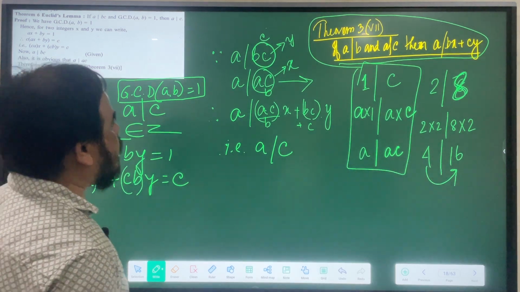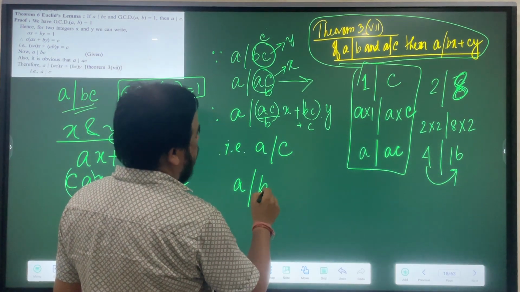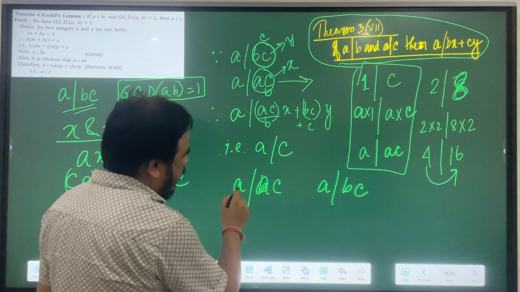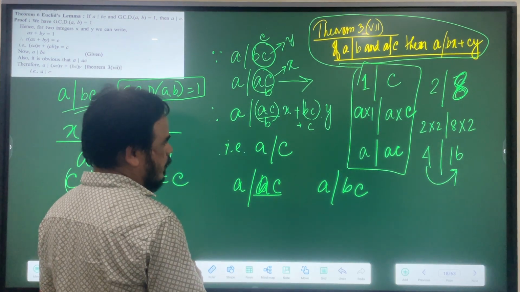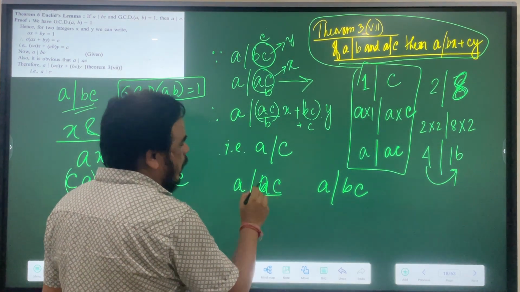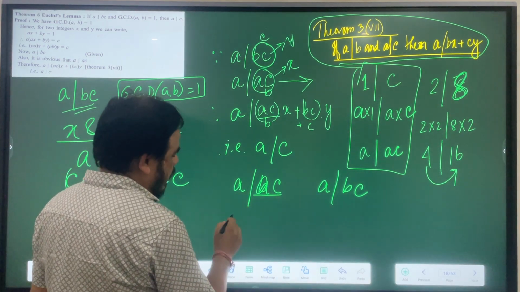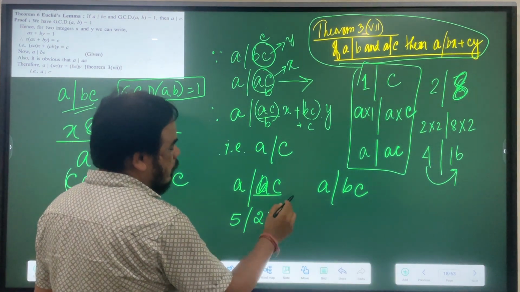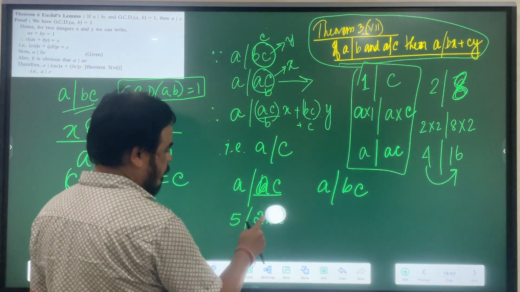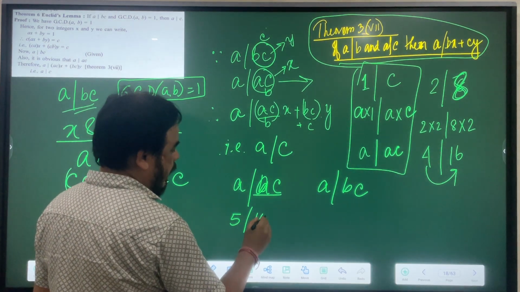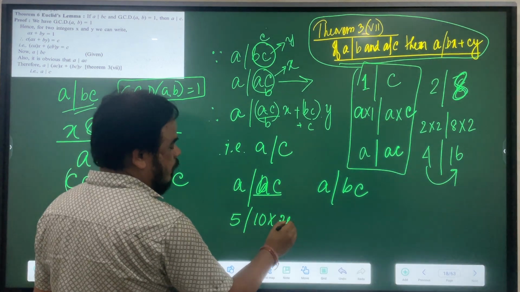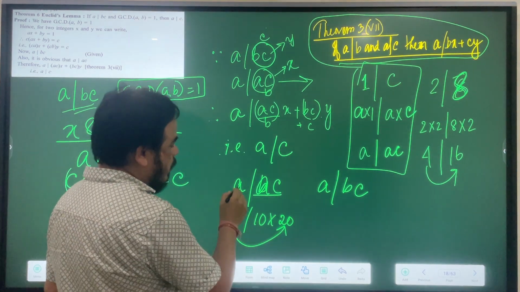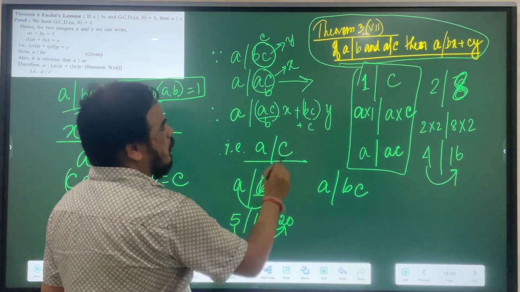How do we come to know A divides C? A divides AC, A divides BC. Look here, A divides AC, so A divides C also, because this is multiplication now. Look here, if 5 divides 2 into 5, or 5 divides 10 into 20, so 5 divides 20. A divides C. So A divides C.